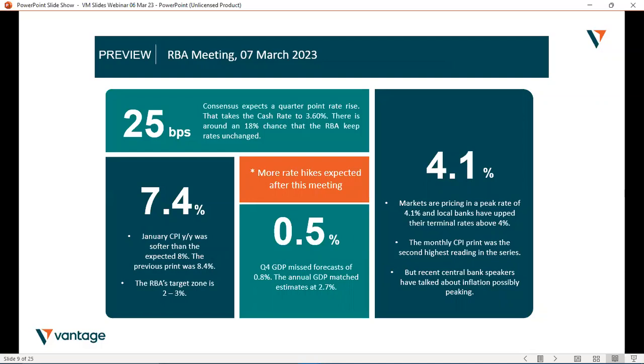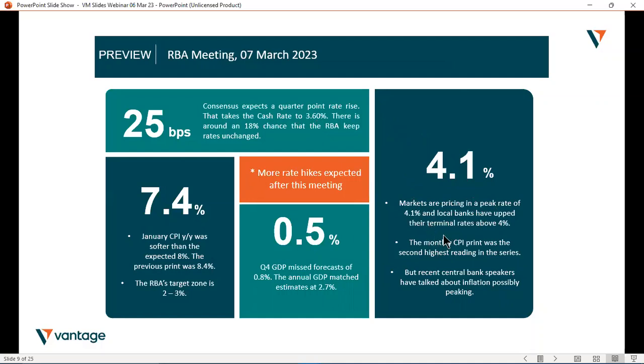So whether the tone of the statement will match this hawkish repricing you've seen, or markets have really pushed with the peak rate now around 4.1%. So potentially we go to 3.6 at this meeting. We still got 50 basis points of tightening potentially to come.